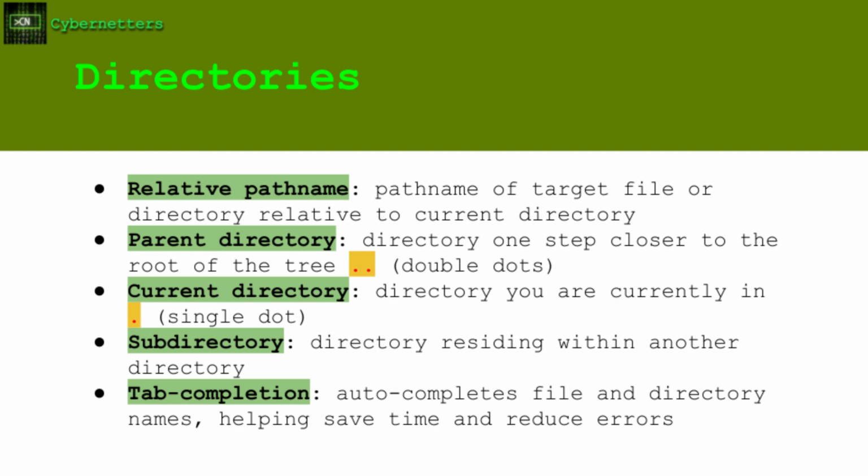So let's talk about directories in Unix and how they work. There's a key concept here called relative path names, and once you understand this, navigating the system becomes way easier.